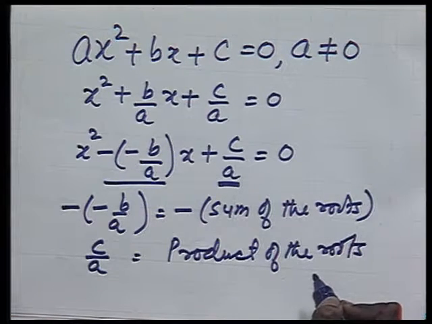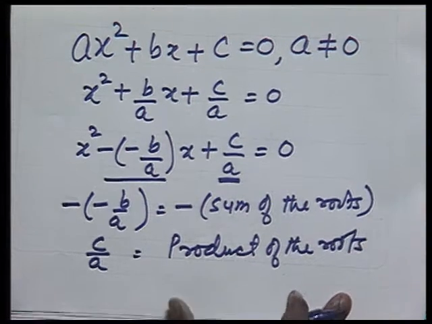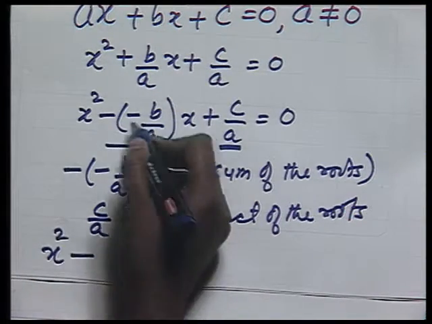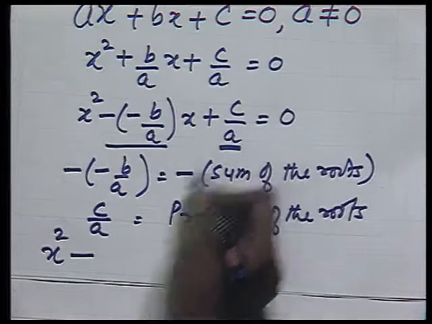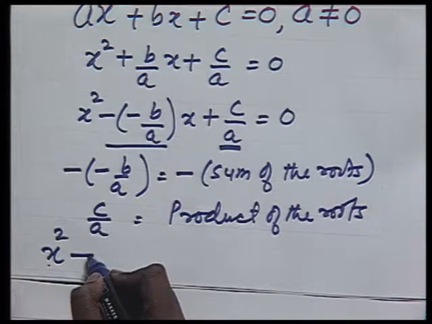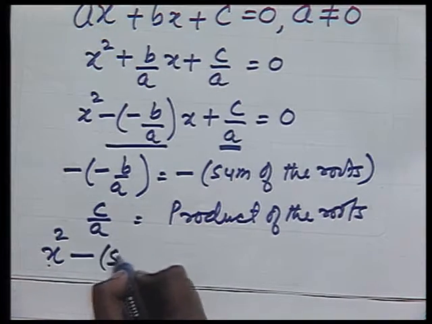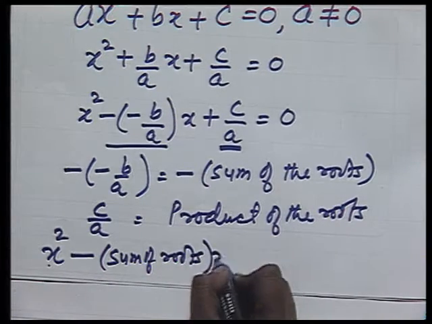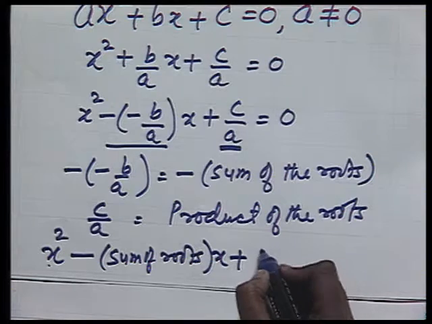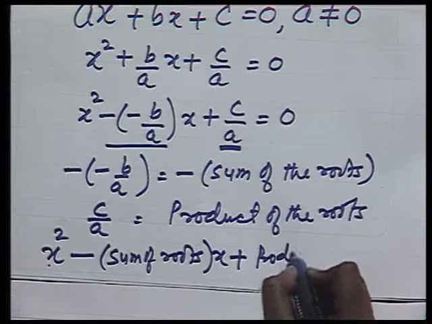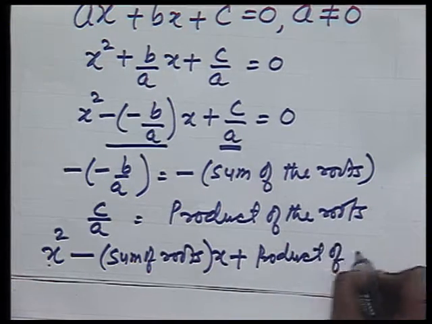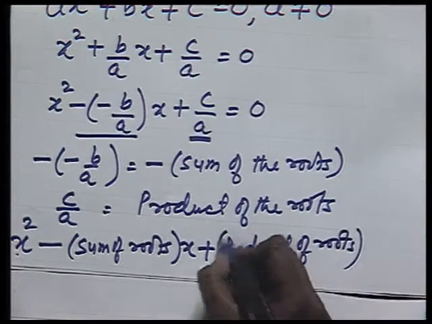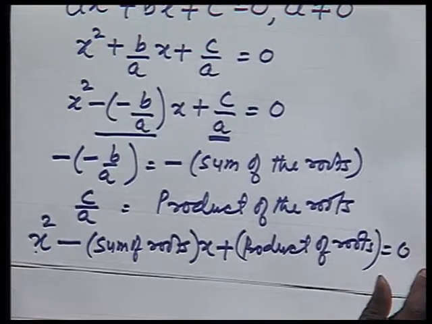So, given the roots of a quadratic equation, the equation becomes, as per this equation I am writing here, x square minus sum of the roots into x plus product of the roots equal to 0.